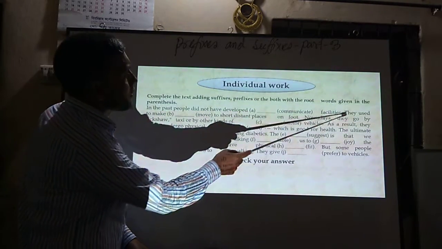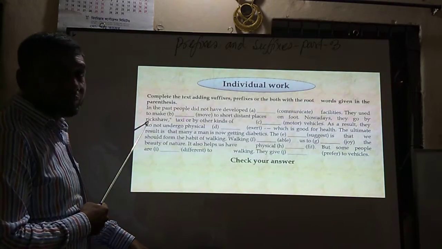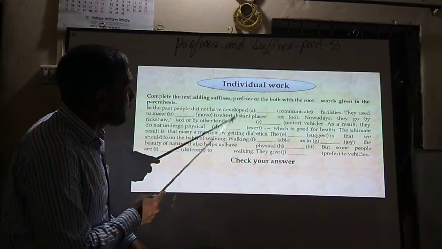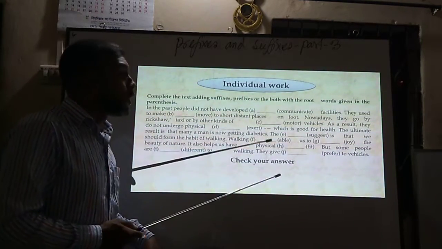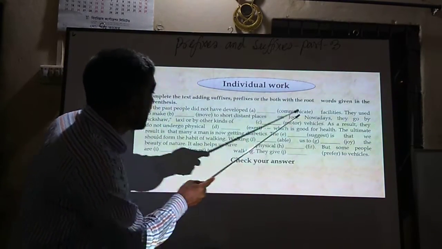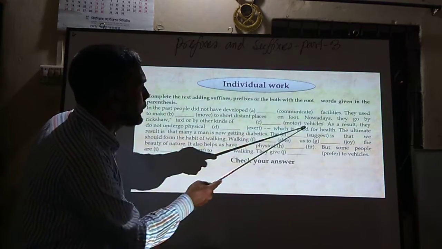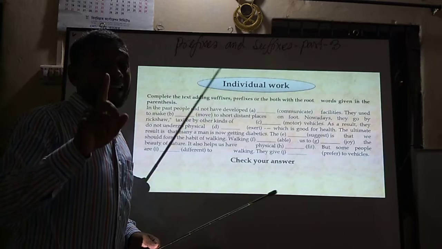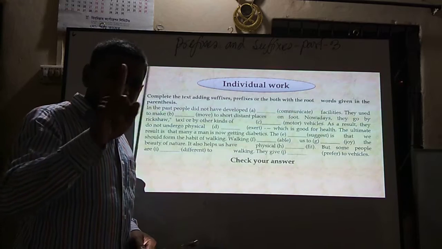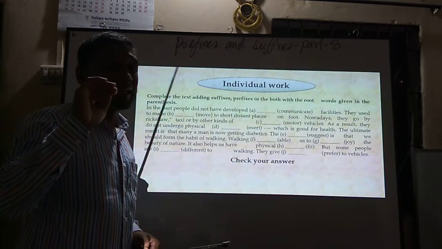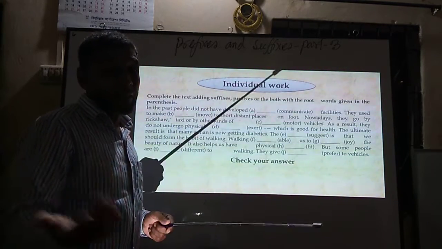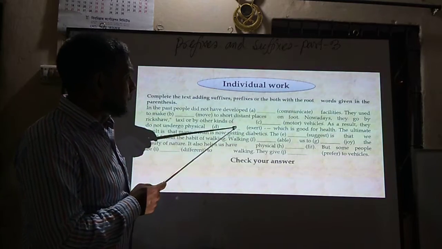Again, nowadays they go by rickshaw, taxi, or by other kinds of. So other kinds of, this is a preposition. After the preposition, you know, a noun must be used, but the noun is given here also. So before the preposition and the noun, the word must be an adjective. We know the techniques. I told you in my lecture about the clause test with clues and without clues. I gave you the techniques for understanding in a sentence what is a noun and what is an adjective, what is a verb and what is an adverb. So this is one type of technique, dear students.